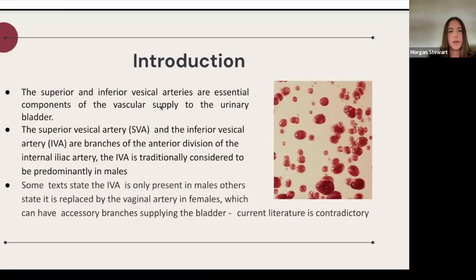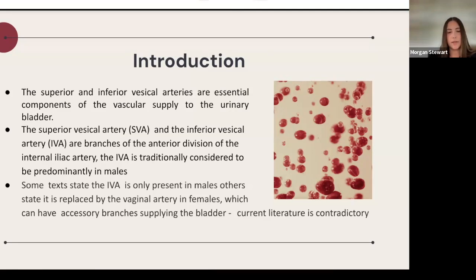Just to get everyone on the same page, here's a little introduction. The superior and inferior vesical arteries are essential components of the vascular supply to the bladder. The superior vesical artery, also known as the SVA, and the inferior vesical artery, also known as the IVA, are branches of the anterior division of the internal iliac artery. And the IVA is traditionally considered to be predominantly in males.